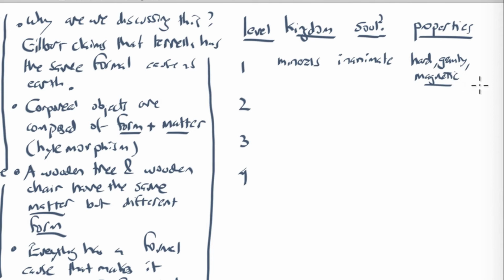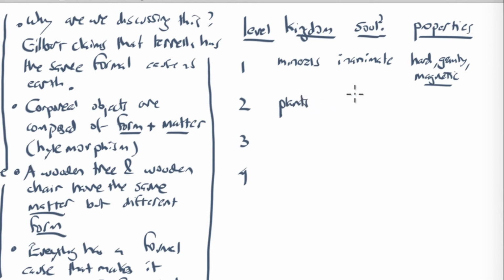And this is the kind of thing that Gilbert is particularly interested in: the formal cause of something and the properties that flow from the formal cause. So we'll come back to this in a moment. The next level that's higher up are things like plants.